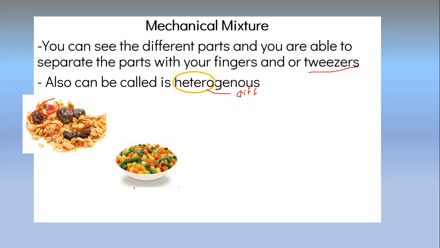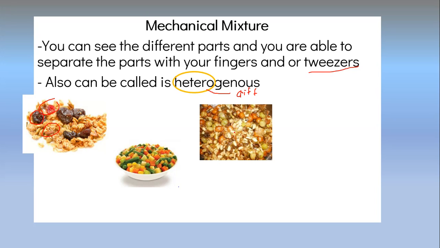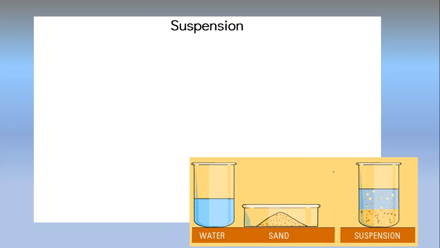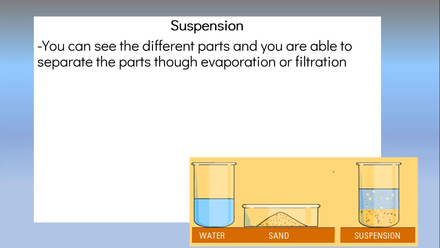This over here, this mixed thing of wonderful frozen vegetables, I can individually separate those pieces. Same as this lentil mixture or this fruit salad. So once again, mechanical mixture, you typically can pull it apart with your fingers and or tweezers. Suspensions are super fun. You can see the different parts and you're also able to separate it.